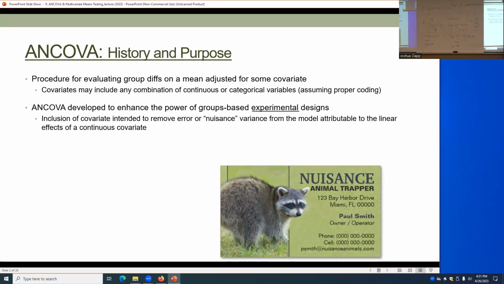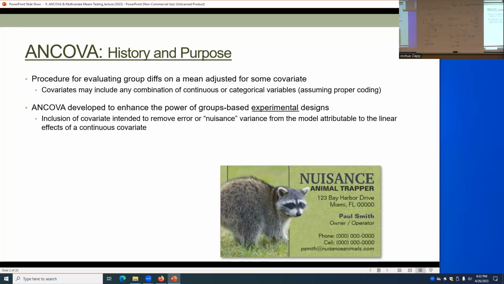If we think about historically what we're doing in terms of ANCOVA, and so experimental folks, this is something that came out of your tradition in terms of trying to improve the power of your tests, right? When we're running an ANCOVA, what we're doing is we're looking at group differences on some sort of group mean adjusted for a covariate, okay? And if we code these properly, our covariates can be any type of combination of categorical and continuous variables that we can throw in this model, okay?